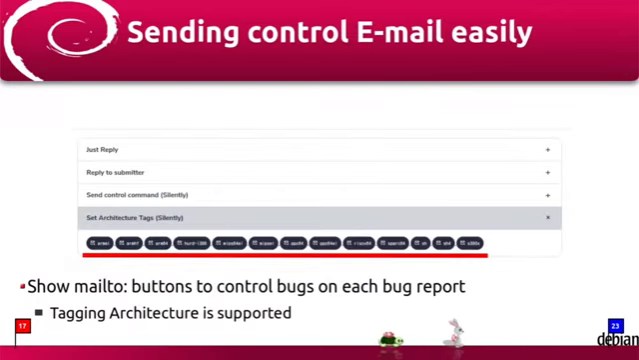The second use case is sending control email easily. In every bug report page, it contains mailto buttons to control bugs. If you click these buttons, it launches your email client. In this case, you can send a control email for tagging architecture on a bug report.